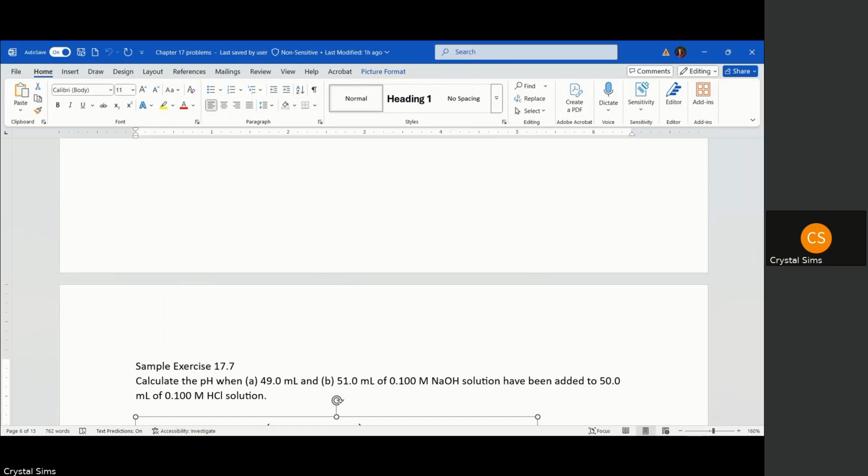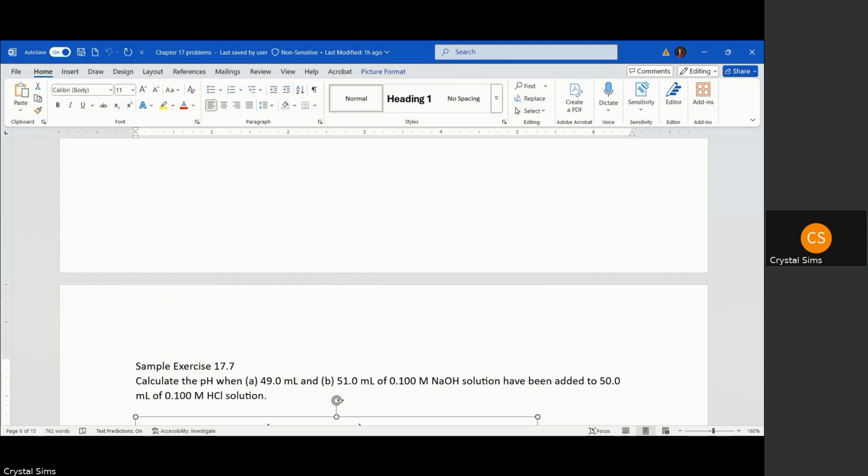Sodium hydroxide and hydrochloric acid are both strong. Sodium hydroxide, strong base, is going to completely dissociate into sodium and hydroxide ions. The hydrochloric acid is a strong acid, which will completely dissociate into hydrogen and chloride ions.